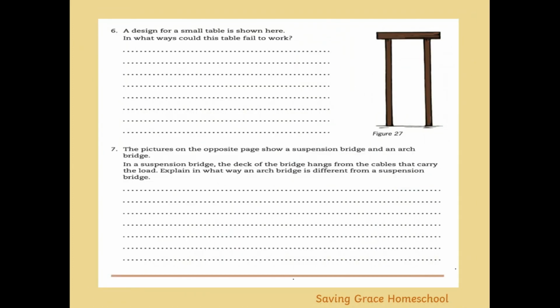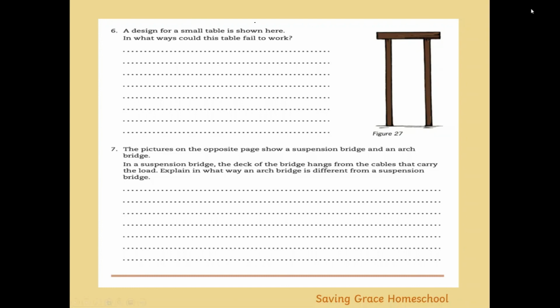Alright, so if we look at question 6 here, we can see that they've given us a diagram of a small table in figure 27. So we'd like you to show us and to discuss in which ways this table could fail. So look at the design, look how high it is versus how wide it is. So if you look, it's a very tall table and the supports are relatively close to each other, so it could be easy to topple over. So think of these types of questions.